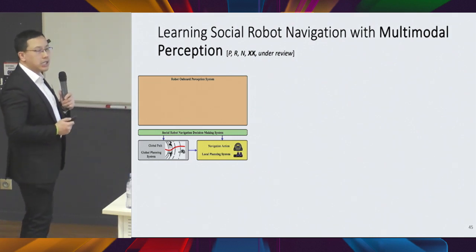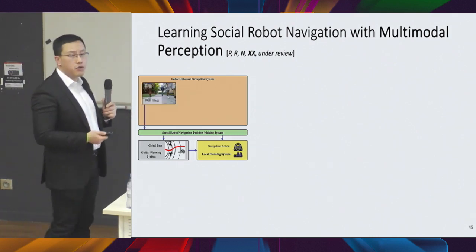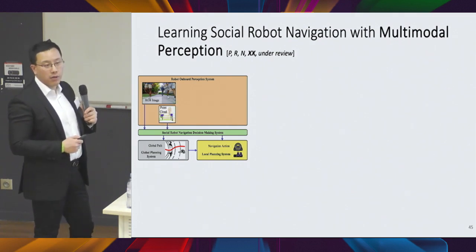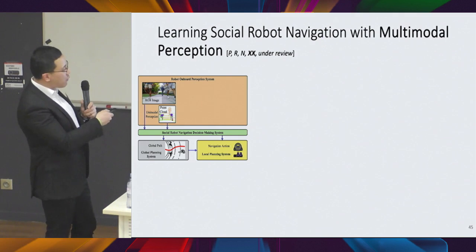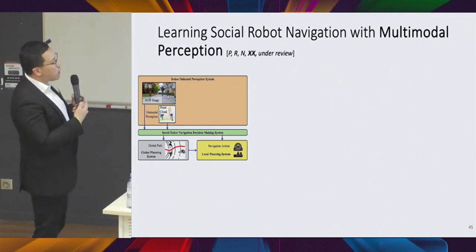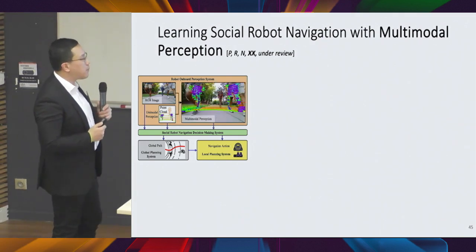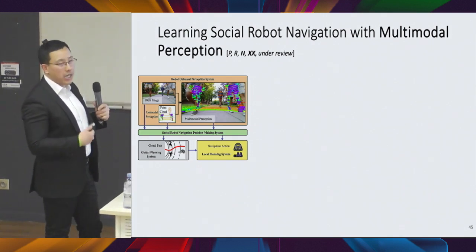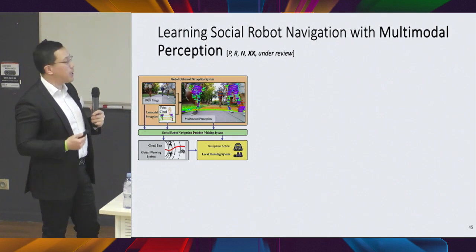Most existing systems are really rather unimodal, either taking RGB image or taking LiDAR point cloud, right? All these are unimodal inputs to inform your decision-making system. So what we did here is we want to see whether adding multimodality into our navigation system can actually help in an end-to-end learning-based paradigm.